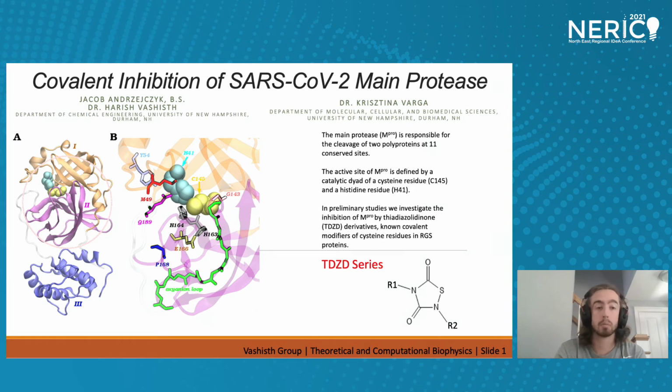In panel A, we present important structural features of a protomer of the enzyme, including the three domains and the catalytic dyad of histidine and cysteine. In panel B, we present a zoomed-in representation of the active site with several key residues, as well as the catalytic dyad of histidine and cysteine shown once again. Next slide, please.